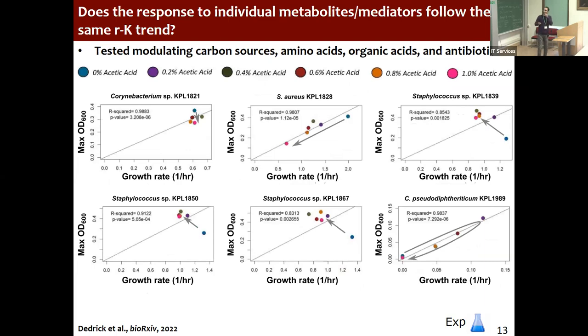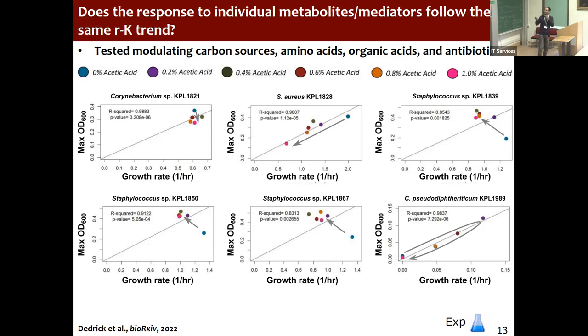And then we tried a whole bunch of carbon sources, organic acids, amino acids, and antibiotics. And the idea was that we asked ourselves, does this trend that we see hold when we change single parameters in the environment? Because presumably those are how microbes are interacting with each other. Maybe one microbe is producing some acetate in the environment, and that added acetate would change the environment for the other species. And we asked ourselves, does magically everything align on that line still?